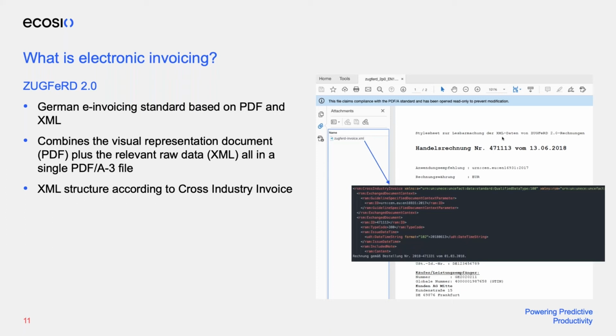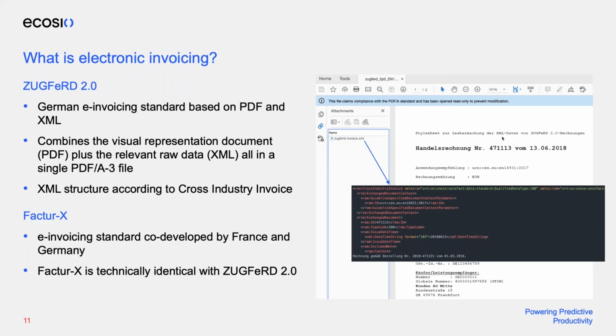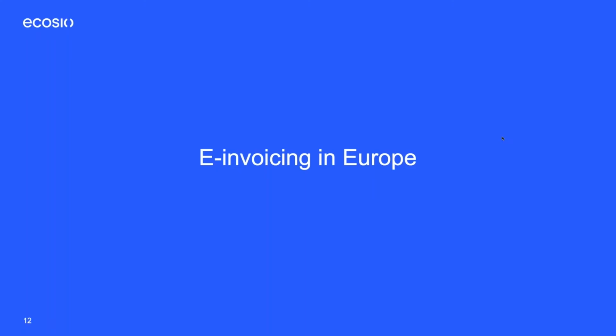As this is not only a German initiative, there are developments towards a more pan-European format. It's then called Factur-X, which is an e-invoicing standard co-developed by France and Germany, and technically it is identical to ZUGFeRD 2.0. So just an example of how e-invoicing can combine here in regard to a hybrid format. If we are to look at e-invoicing in Europe in general, let's examine some industry-specific initiatives we see here before we go on to governmental initiatives.